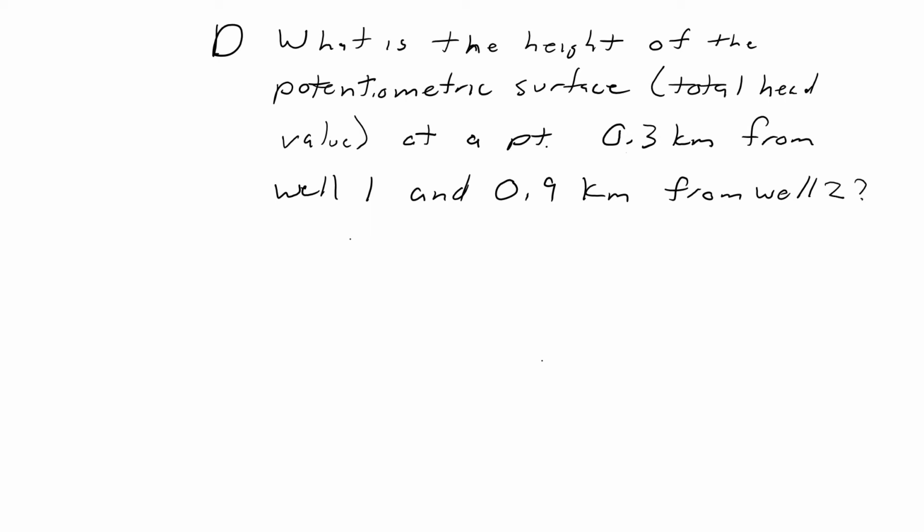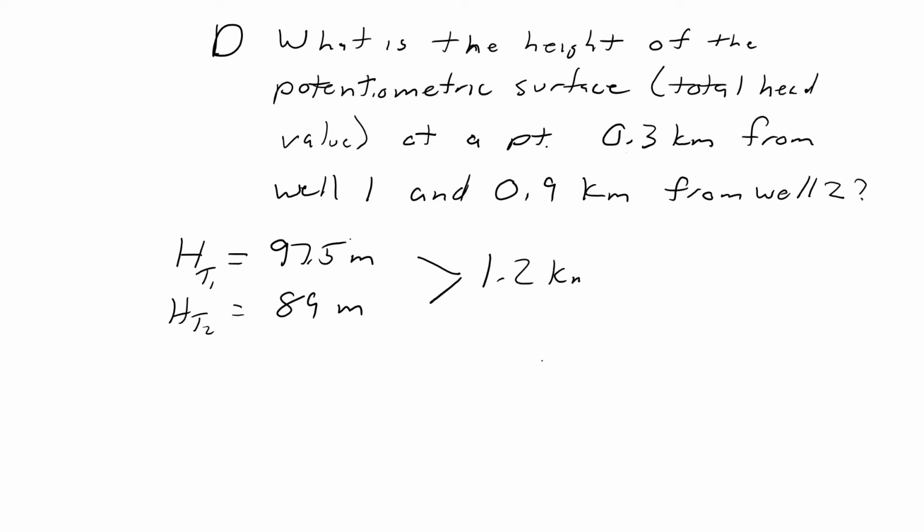So go back and look at the previous problem and see if you can figure this out. I'll give you a minute or so. Remember, the total head value for well 1 was 97.5 meters. Total head value for well 2 was 89 meters. And these were 1.2 kilometers apart.